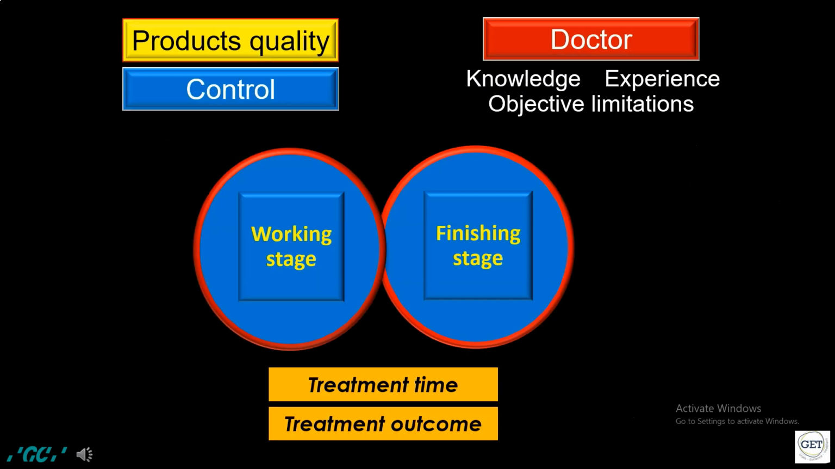The use of proven high-quality products is important to ensure the bracket and wire quality. On the other hand, the doctor's skills and experience are the most important factor to influence the treatment from all points of view: the control, the progress, time and outcome. And of course there are some objective limitations. Those limitations will manifest in the time of the treatment progress, the working stage, and later at the end of the detailing stage, which are the two stages that might require substantial treatment time and can influence the treatment outcome.